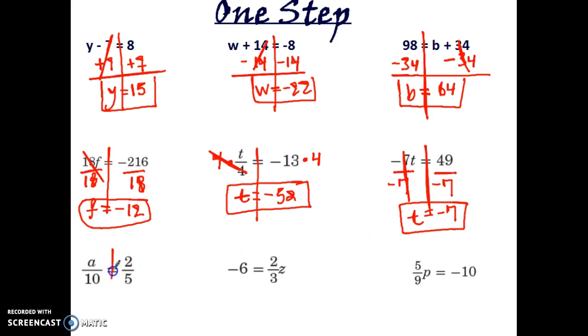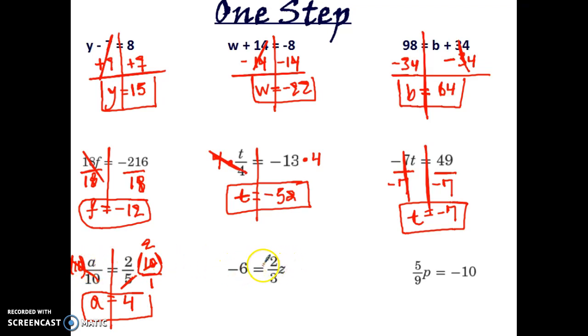Down here, this looks a little crazy, but I'm trying to get the variable alone. How do I get the variable alone? Well, if it's divided by 10, then the opposite of dividing by 10 is to multiply both sides by 10. Okay, they cancel, and I get A is equal to, put this over 1, cross reduce, or multiply straight across and simplify. 5 goes into 10 2 times, so 2 times 2 is 4. Right, that's not hard. You divide it by 10, you multiply by 10.